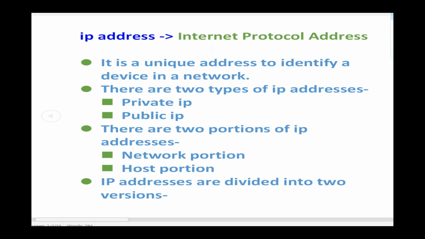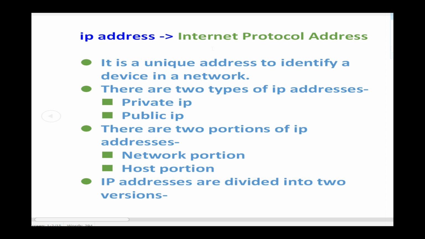Like in your home you have a name to identify you. In your college or school you have a roll number to identify you. Like that, in a network, to identify a device we are using IP address. And there are two types of IP address, that is private IP and public IP.